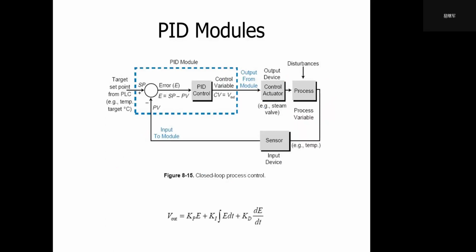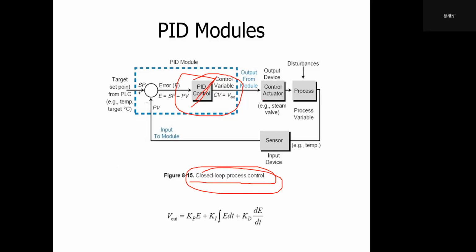This is a closed loop processor control. This is a PID control. If we remove this box, this is a normal control, which we know as closed loop.